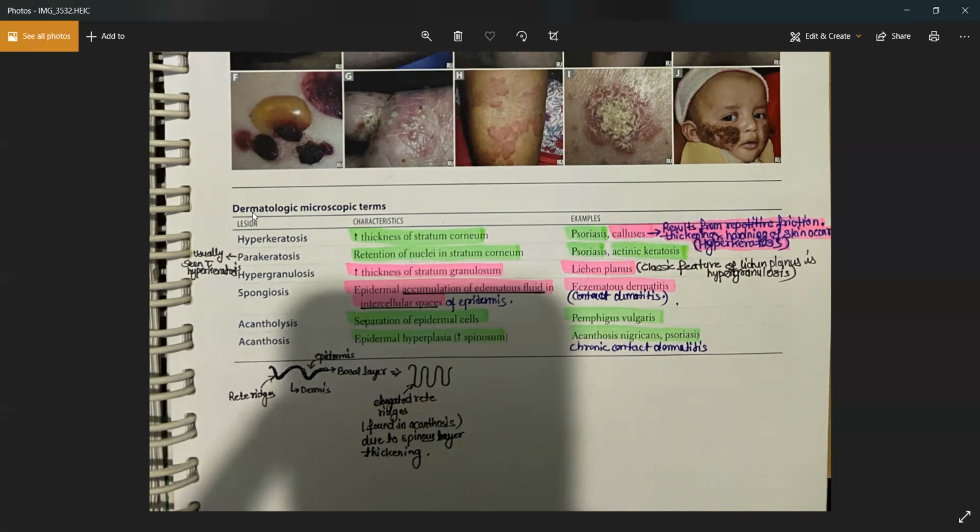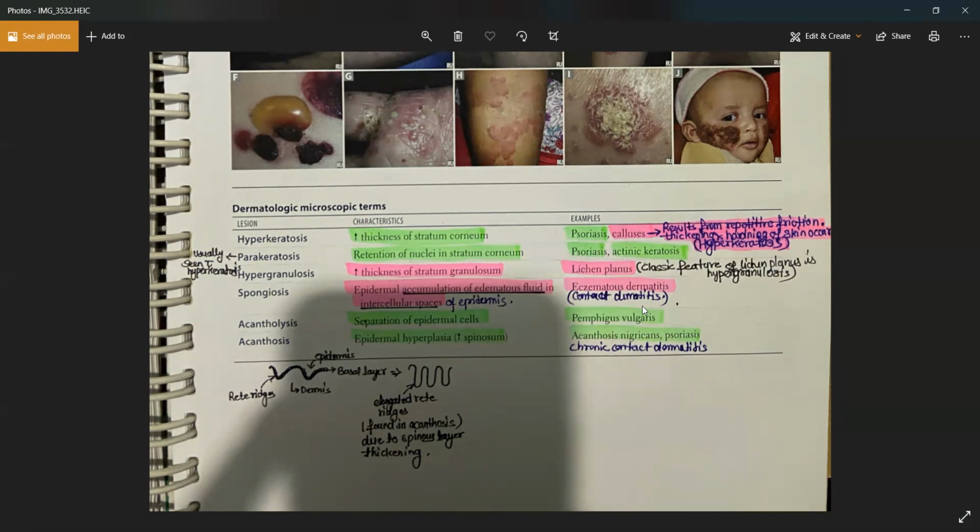Then you have the parakeratosis we have discussed. In this, you have nuclei in the stratum corneum, because the stratum corneum is a dead cell layer. It is devoid of any nucleus. If you have nuclei, it means immature cells are present. These are generally seen in psoriasis and actinic keratosis. Please remember these examples. Only those examples for these conditions you must remember for Step 1, so keep memorizing them again and again.